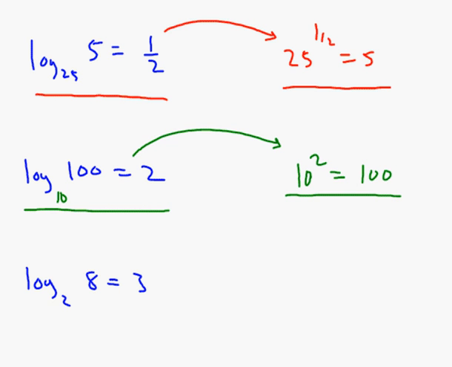Okay? Let's do one more. This last one. Well, this is saying log base 2 of 8 equals 3. That's true because 2 to the third equals 8. So there it is. There's the exponential form of this log equation.